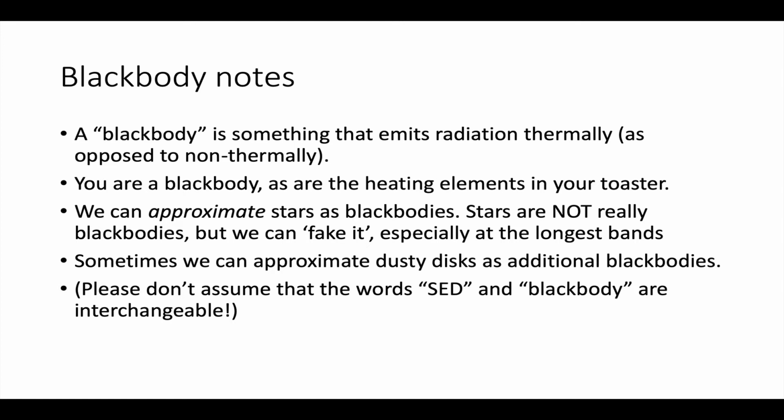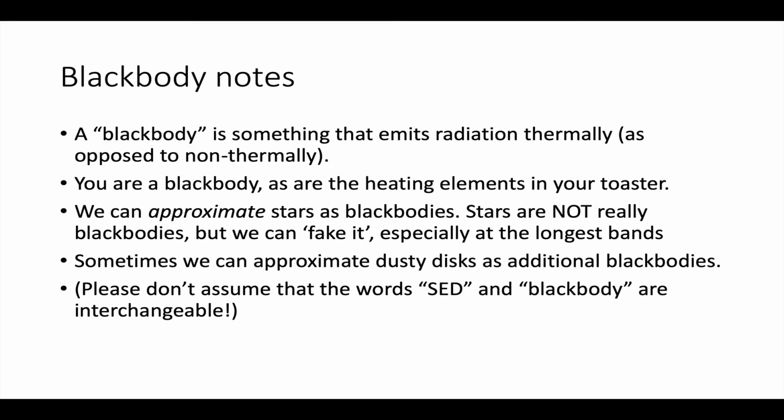They go from being just completely black and cold to eventually warming up so that they are a dark red, and then a brighter red and then a brighter orange. And then if you're really broiling it, it might turn yellow. That's a black body. We can approximate stars as black bodies. Stars are not really black bodies, but we can fake it, especially at the longest bands. Sometimes we can approximate dusty disks as additional black bodies. So if you have a ring of dust that's all at the same temperature, you get a black body from the star and you get a black body from the dust disk.